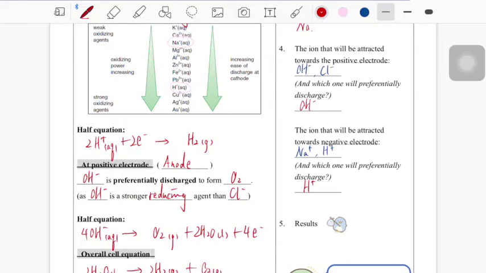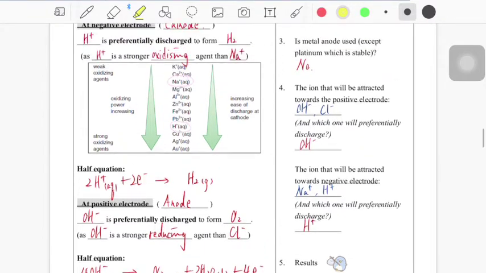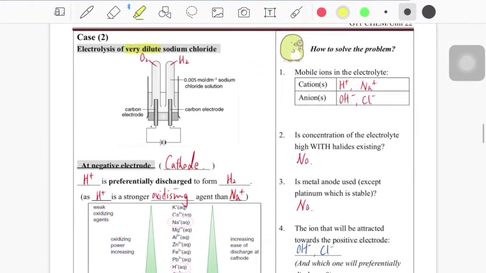Okay, and by looking at the overall equation, the mole ratio of hydrogen gas and oxygen gas tells us that the hydrogen gas produced here will be twice as much as the oxygen produced. So the volume of oxygen produced is half of the volume of the hydrogen gas that's produced. Okay, so 1:2 ratio.